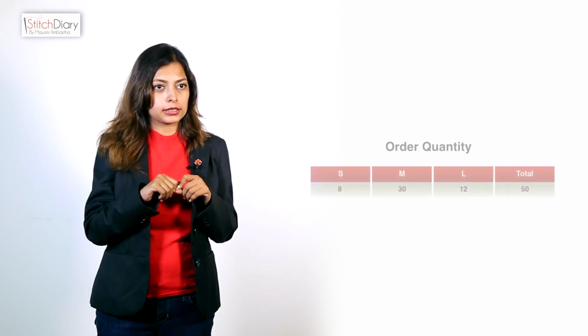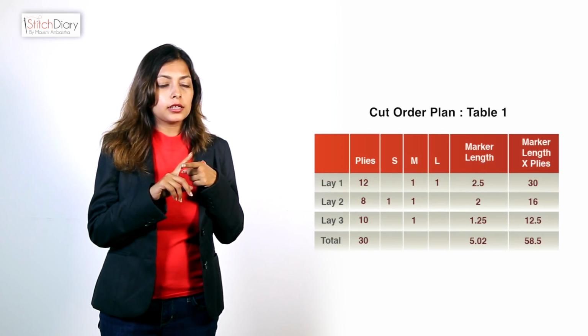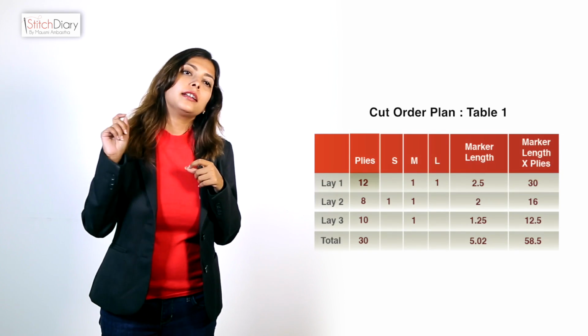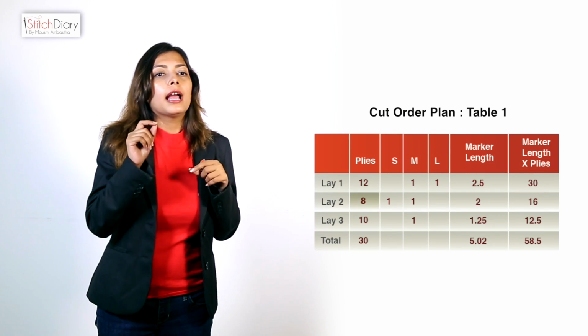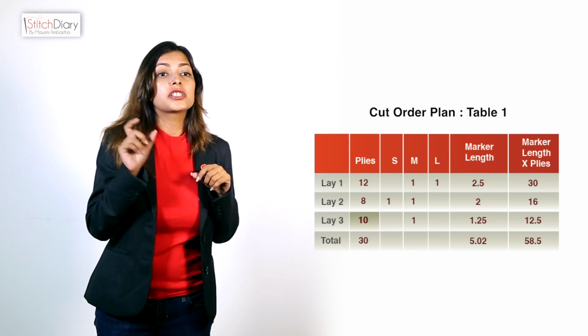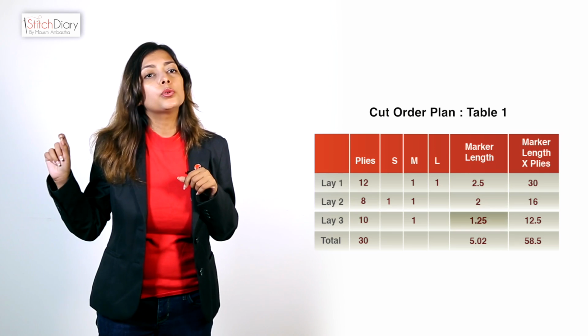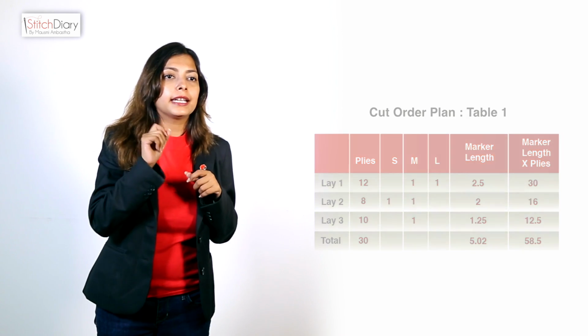Let's take a simple example to understand this. Say an order with an order quantity of 50 pieces. Once we make the cut plan, the first marker has 12 plies and is 2.5 meters in length. Lay 2 has 8 plies and is 2 meters in length, and lay 3 has 10 plies and is 1.25 meters in length. Now we need to calculate the lay consumption.